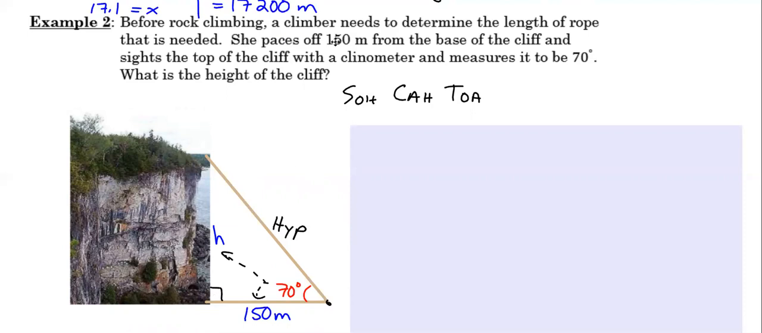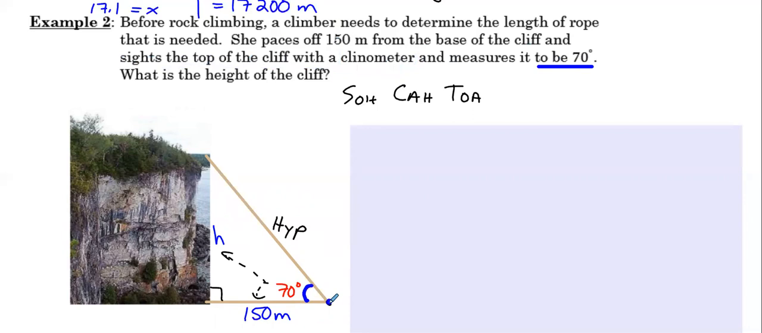So this person paces off 150 meters from the base of the cliff. So again, pacing off basically means standing here, walking away from the cliff. She sights to the top of the cliff with a clinometer. Now, a clinometer is a fancy instrument that allows you to measure angle of elevation. So the language angle of elevation isn't in this question at all, but you have to assume that based on the language that you're given. So sights to the top of the cliff, 70 degrees.